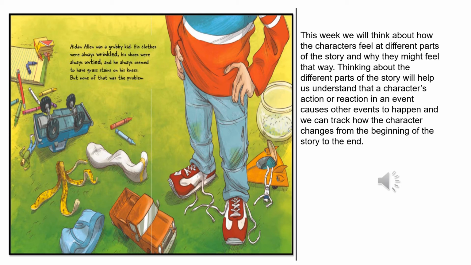Hairpocalypse. Aiden Allen was a grubby kid. His clothes were always wrinkled, his shoes were always untied, and he always seemed to have grass stains on his knees. But none of that was the problem.